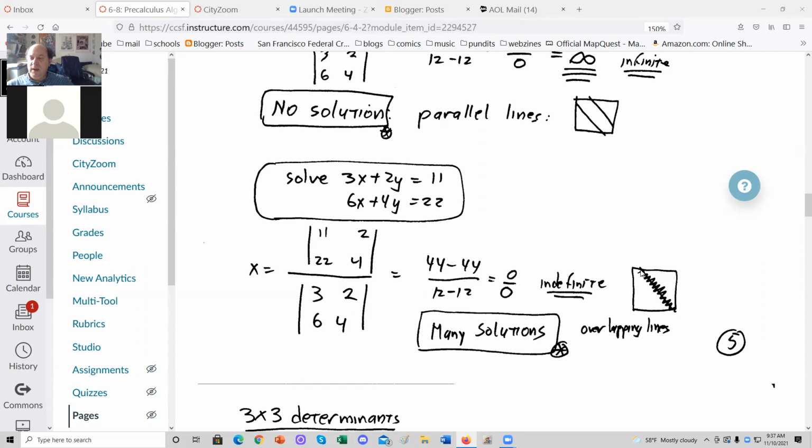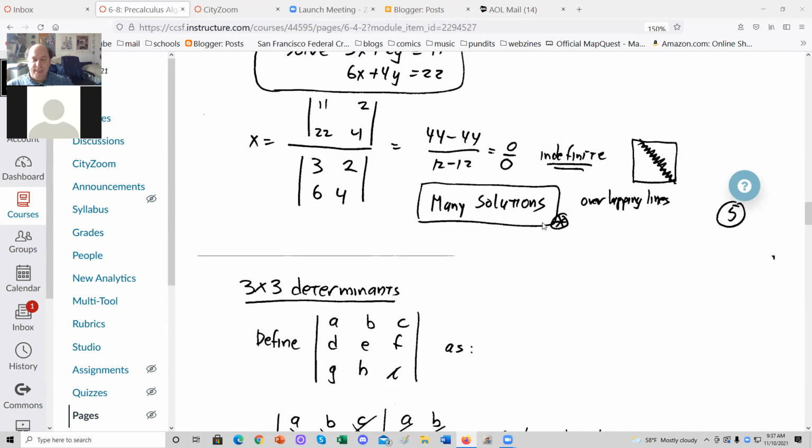Here, the graph is of 2 lines overlapping, which therefore intersect along their entire lengths. So there's many solutions. So you have the no solutions case, which is signaled by an infinite answer, and there's a many solutions case, which is signaled by a 0 over 0 indefinite answer.